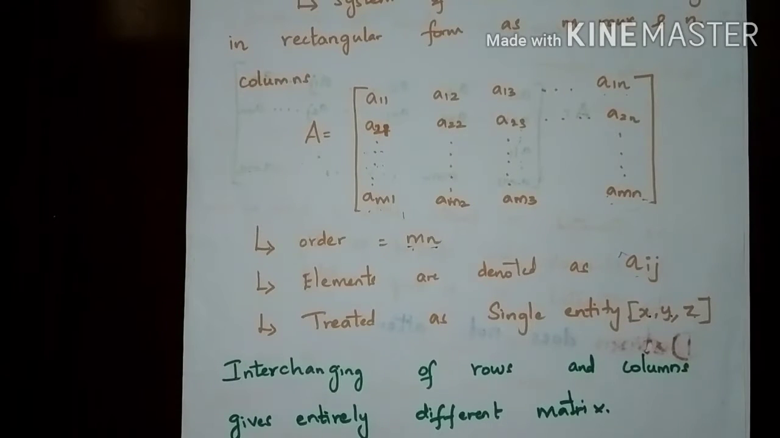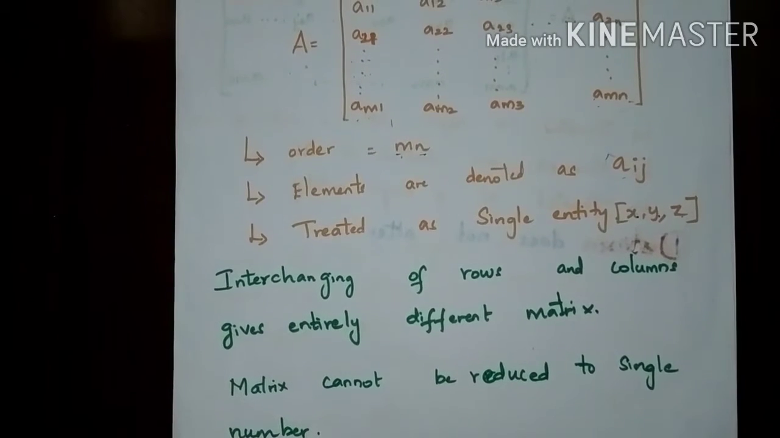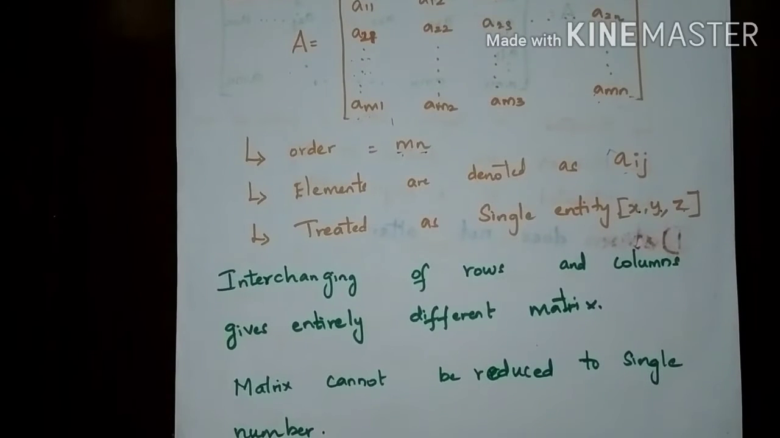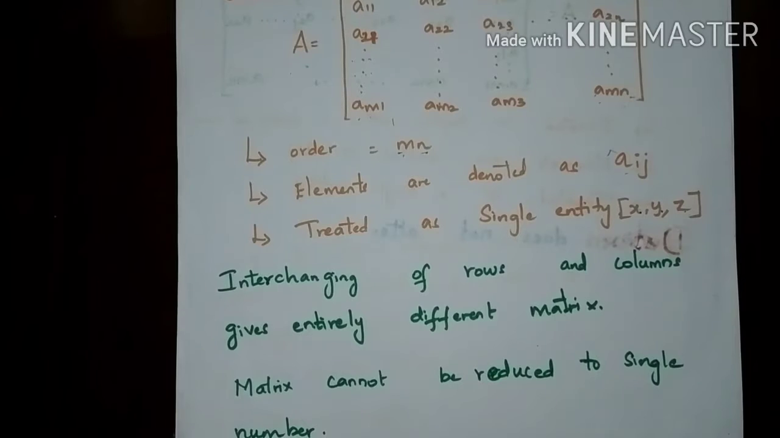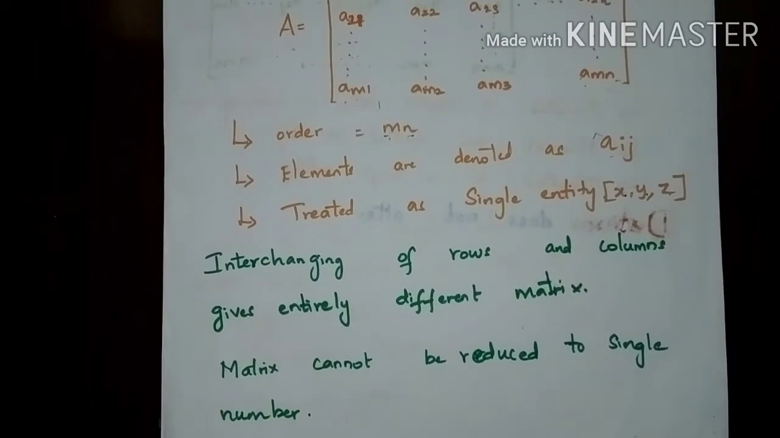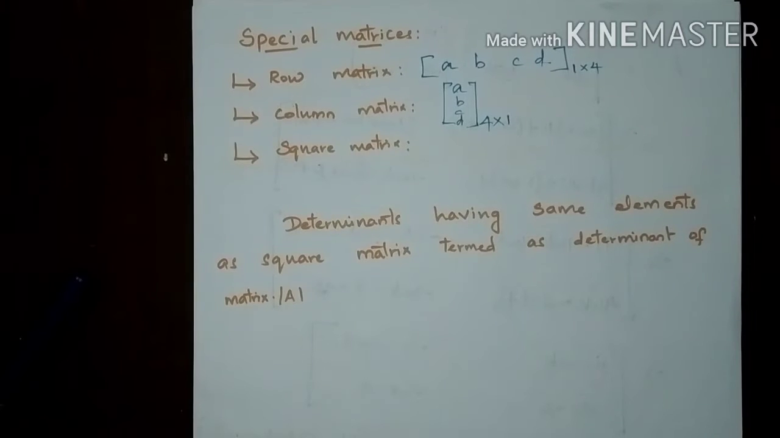Another difference is that if you interchange the rows and columns, your determinant value won't change, right? Whereas in the case of matrices, if you interchange the rows and columns, the order of the matrix will definitely change. It won't remain the same. And we have discussed already that a matrix cannot be reduced to a single value as we have done in a determinant. Now let us move on to the topic of special matrices or types of matrices.